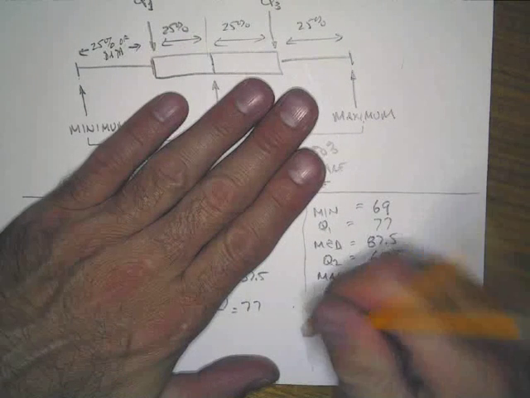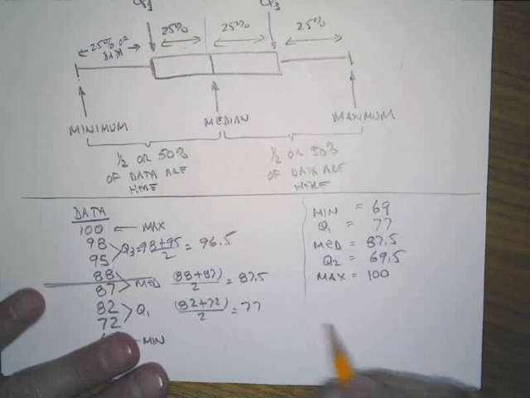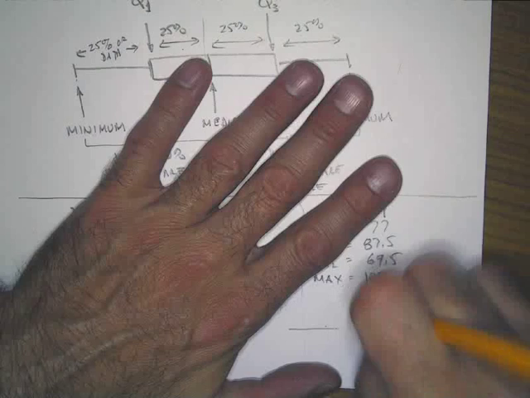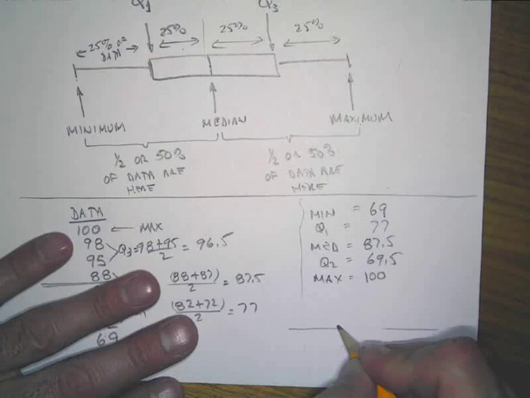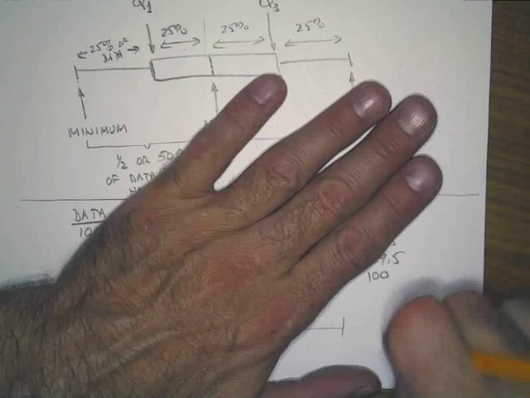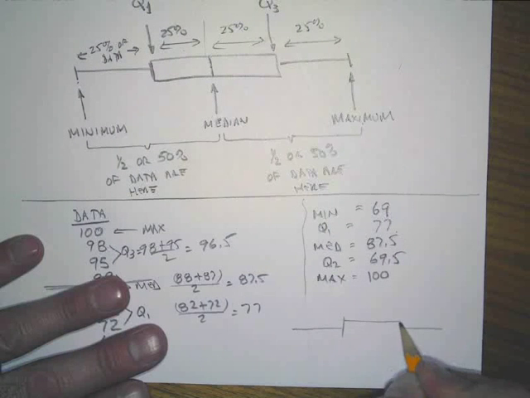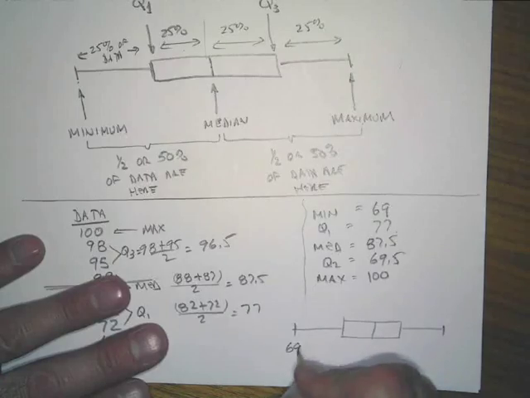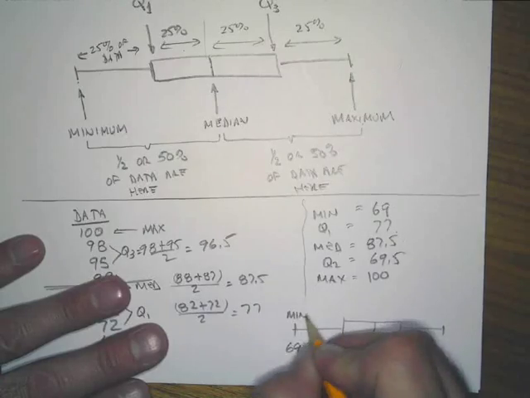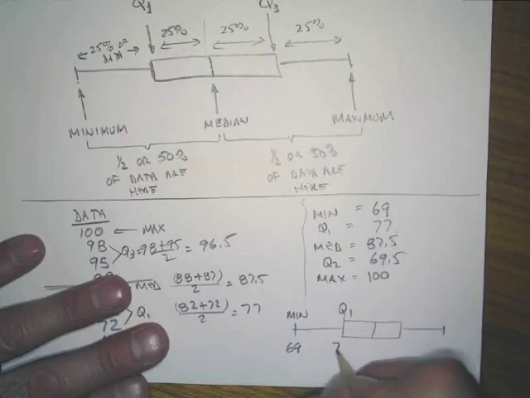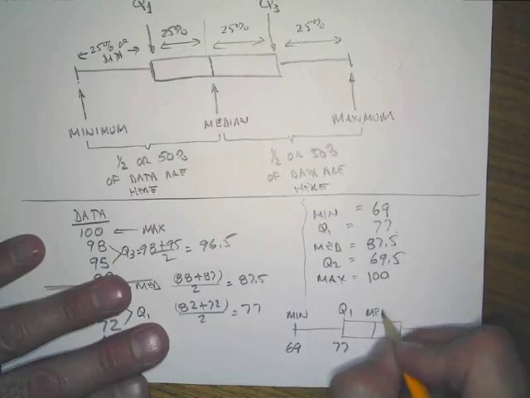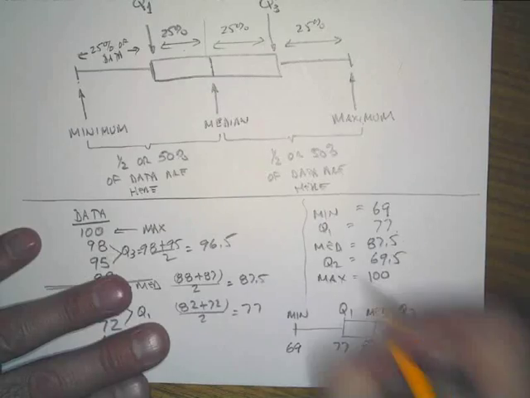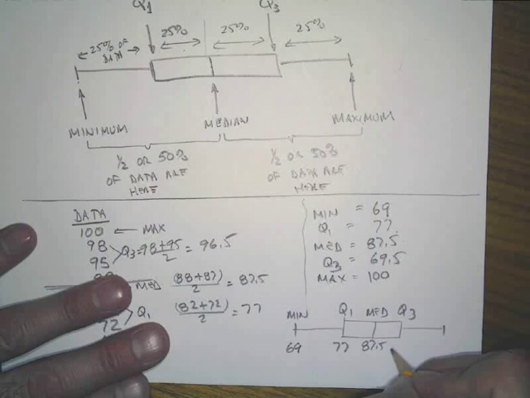Now, let's create the box and the whisker. Okay, now ideally we want to do this to scale. If you had some graph paper, that would be ideal. I'll just draw a sketch. All right, the minimum is 69. Q1 is 77. The median is 87.5.